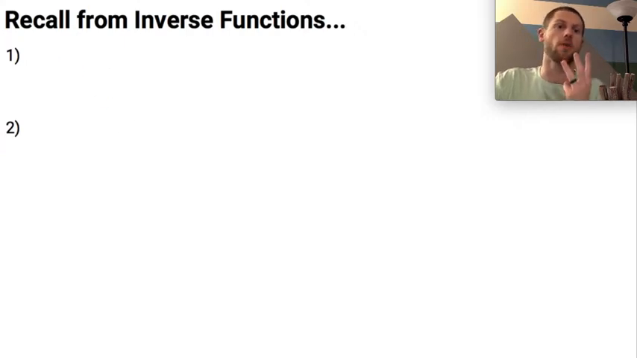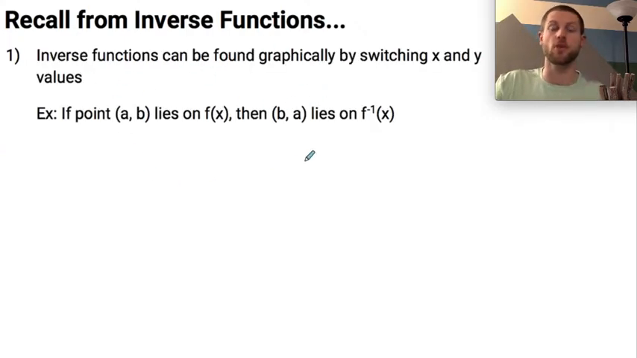Three things we need to recall. Number one, inverse functions can be found graphically by switching x and y values. So if I have some point (a, b) on some line f of x, then that means that the point (b, a) lies on f inverse of x. So we should know this.